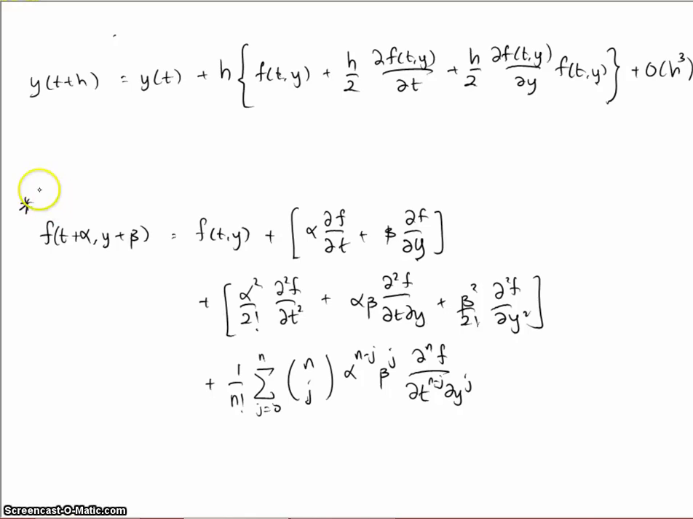Given a generic function f at t plus alpha and y plus beta, alpha is a small step increment in t, and beta is a small step increment in y. So the two-dimensional Taylor series expansion for this function f at t plus alpha and y plus beta can be written in this format. So this is the general two-dimensional Taylor series form.